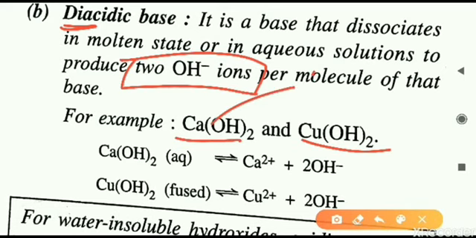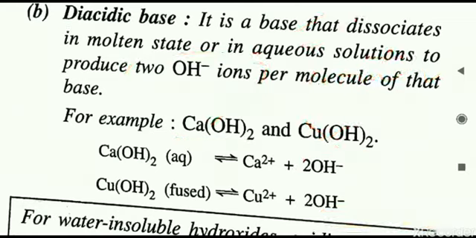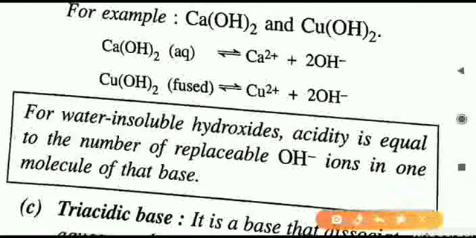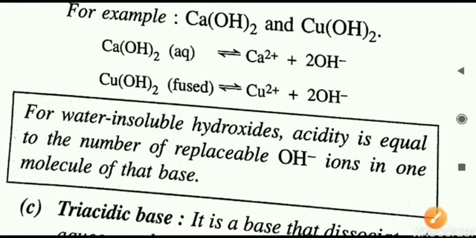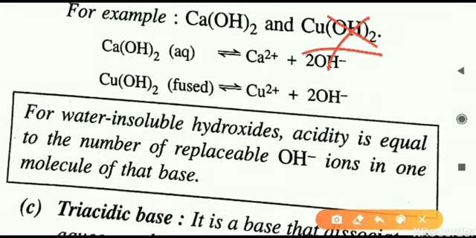Now calcium hydroxide is water soluble, it can dissolve in water, but copper hydroxide is not water soluble. So how will it produce the OH minus ion? There we will not use this definition. There, for water insoluble hydroxides, the acidity is calculated on the basis of the number of replaceable OH minus ions, how many hydroxyl ions can be replaced. So here you can see in copper hydroxide, Cu(OH)2, there are 2 OH ions. How many negative radicals are present here? That is 2 in number.